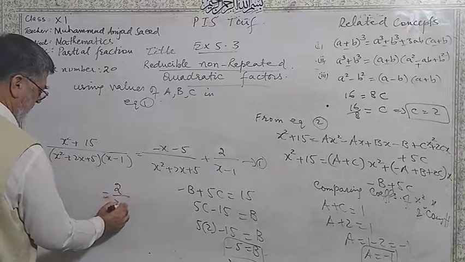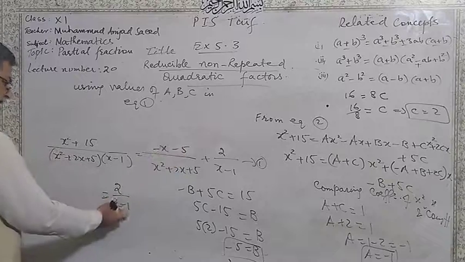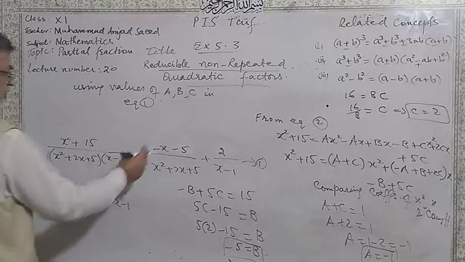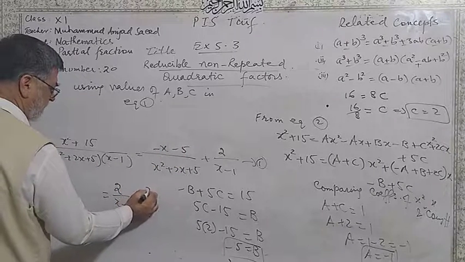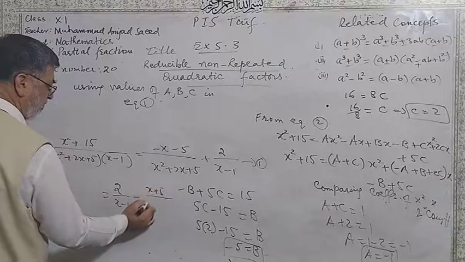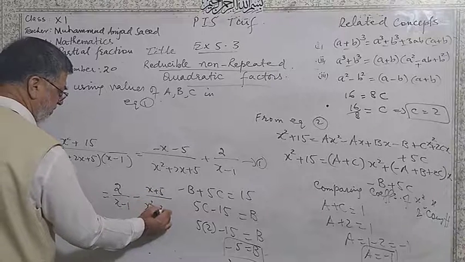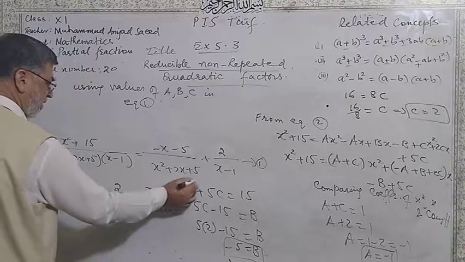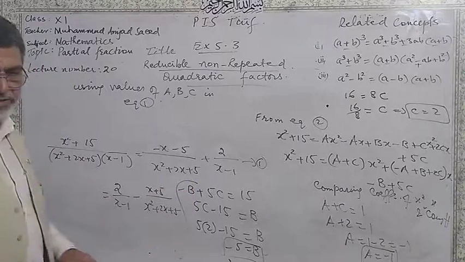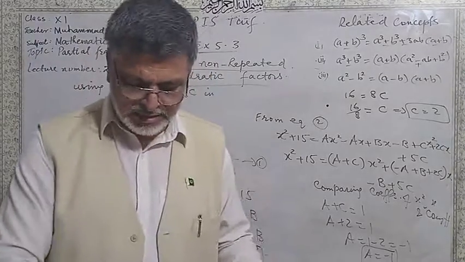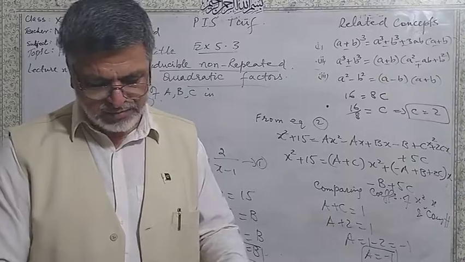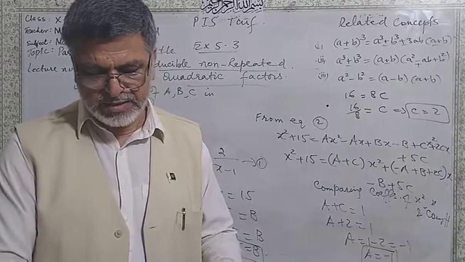So 2 over x minus 1, positive term, you can write down positive term here. From here you can take minus common and x plus 5 over x square plus 2x plus 5. This may be your answer. Exercise 5.3, question number 4. You can check our answer.